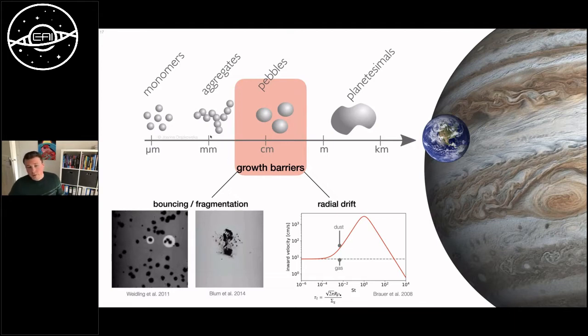Okay, so these growth barriers in principle are a problem theoretically because they are so effective that grains shouldn't coagulate further from millimeter to meter sizes. And so planets shouldn't form in general theoretically, but they do. We know that. We see exoplanets, we are here, we're standing on a planet, so somehow it must work.